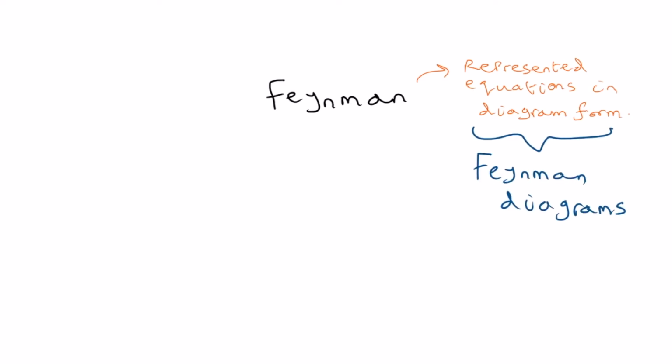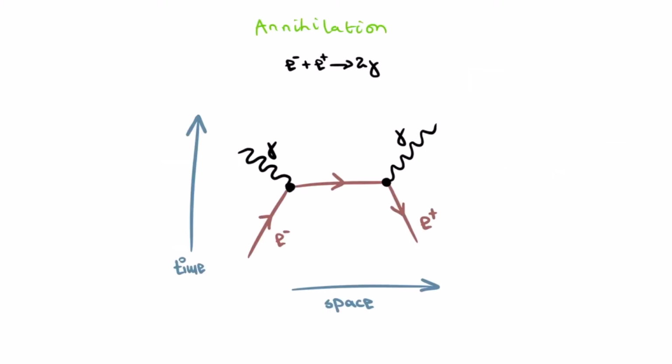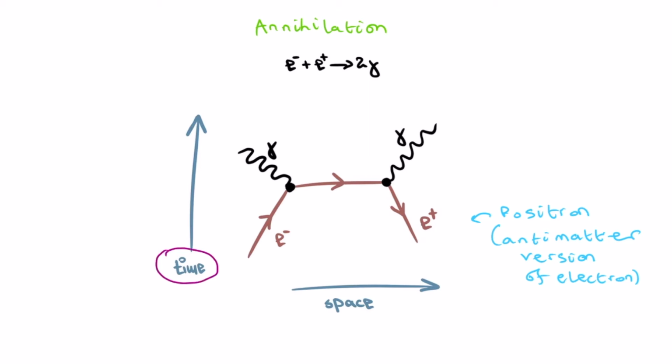Now, Feynman represented equations in diagrams known as Feynman diagrams. And so this example here represents annihilation. So if we zoom into it a bit, what annihilation says is that when an electron and its antiparticle, also known as positron, collide together, they form two photons as shown in the equation. Now, if we look at the time axis here on the left-hand side, and we look where the positron is going, this sort of implies that the positron is going back in time.